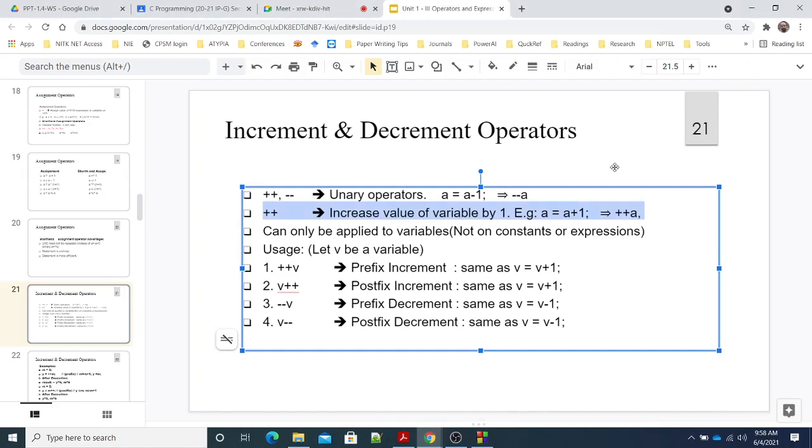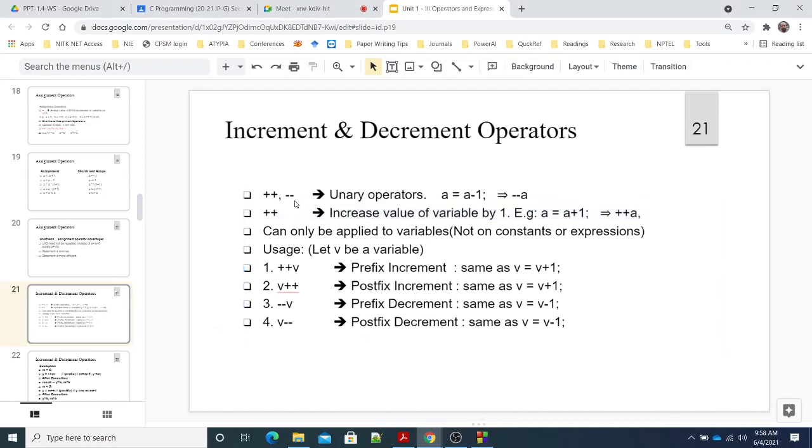So this is the basic operation of increment and decrement operators. The increment operator increases the value of a variable by 1. The decrement operator decreases the value of a variable by 1. Now there are two forms of these increment and decrement operators.